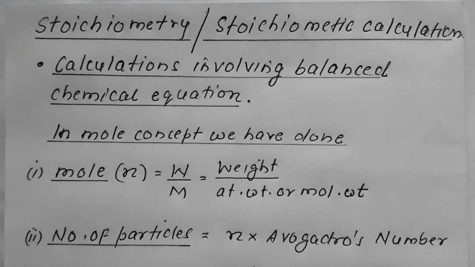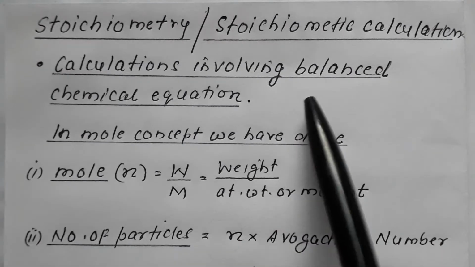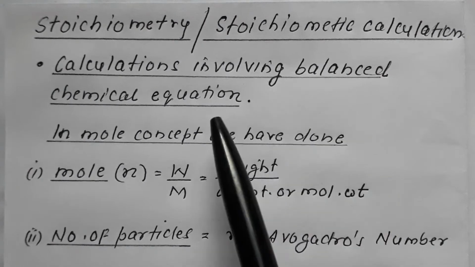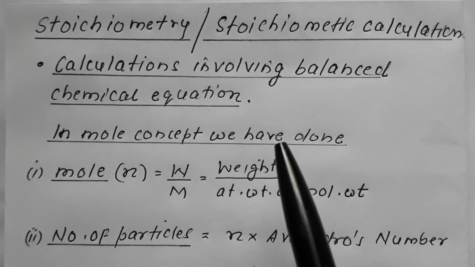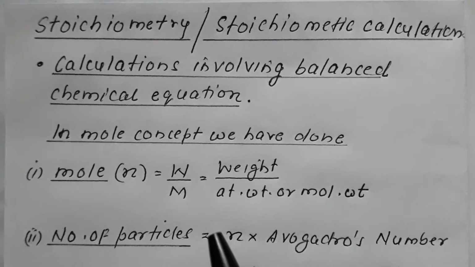In the previous part we have discussed what is meant by stoichiometric calculations. It means the calculations which are based on the balanced chemical equations. So all those calculations which are involving a balanced chemical equation are termed as the stoichiometric calculations. Now this topic, as we have already discussed, is based on the mole concept. So it is the combination of mole concept and the chemical equations. Together it makes this topic called as stoichiometric calculations.